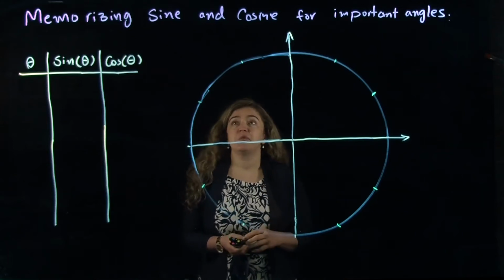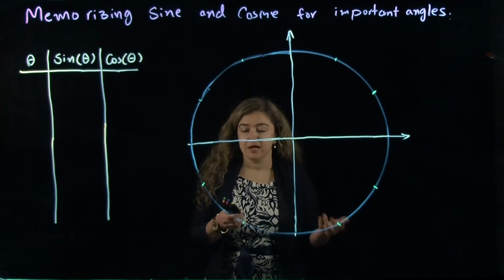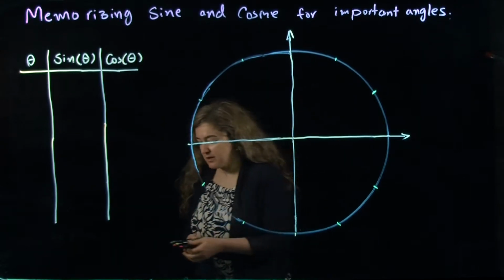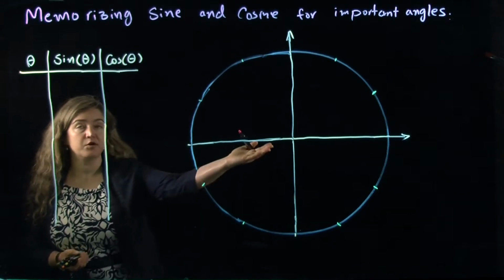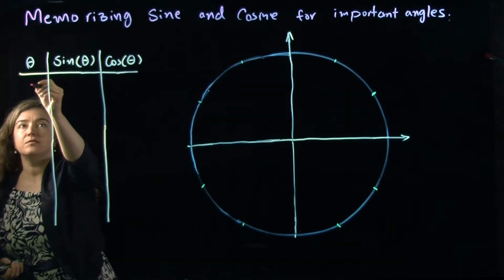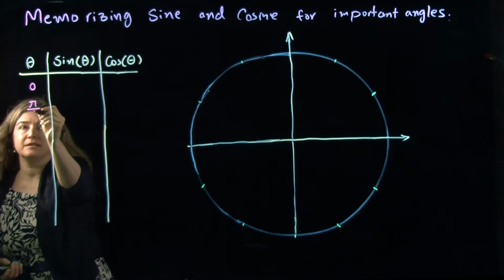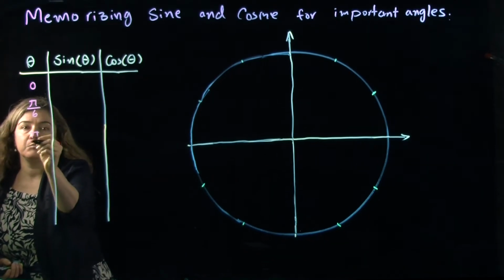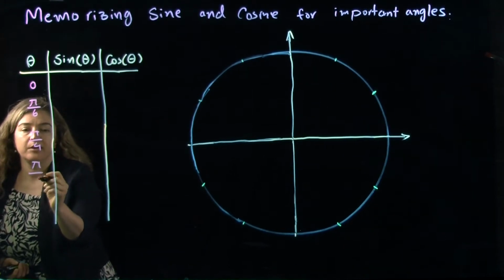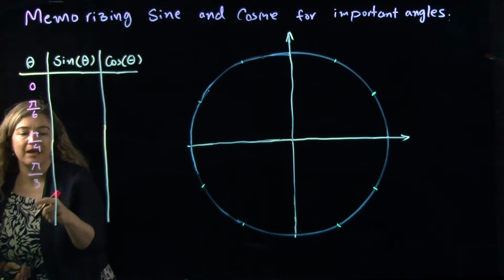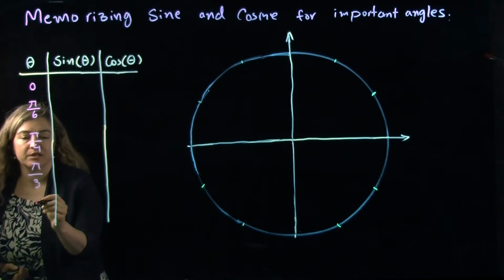This video is about memorizing sine and cosine values for important angles. What are the important angles? In the first quadrant, we have 0, then pi sixth, then pi fourth. As you see, the denominator is decreasing, so the value of the entire fraction is increasing.